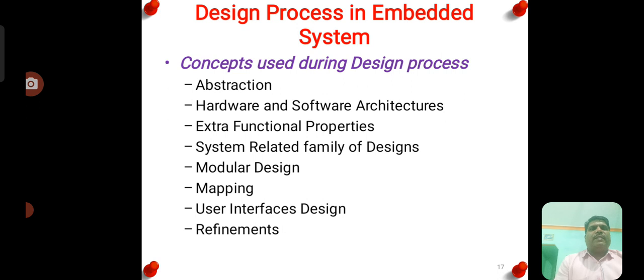In the design process of an embedded system, the concepts used are abstraction, hardware and software architecture, extra-functional properties, system-related family of designs, modular design, mapping, user interface design and refinements. These are the software design oriented architecture.